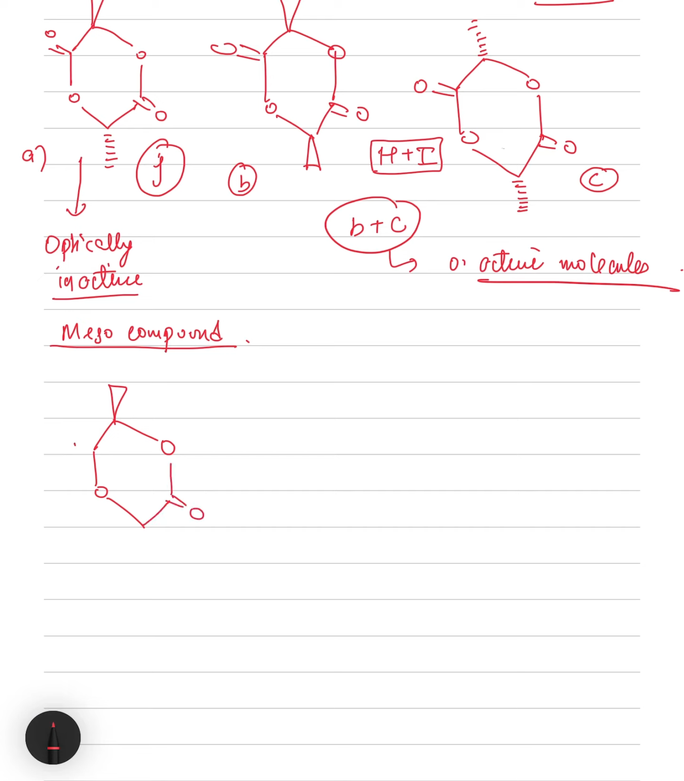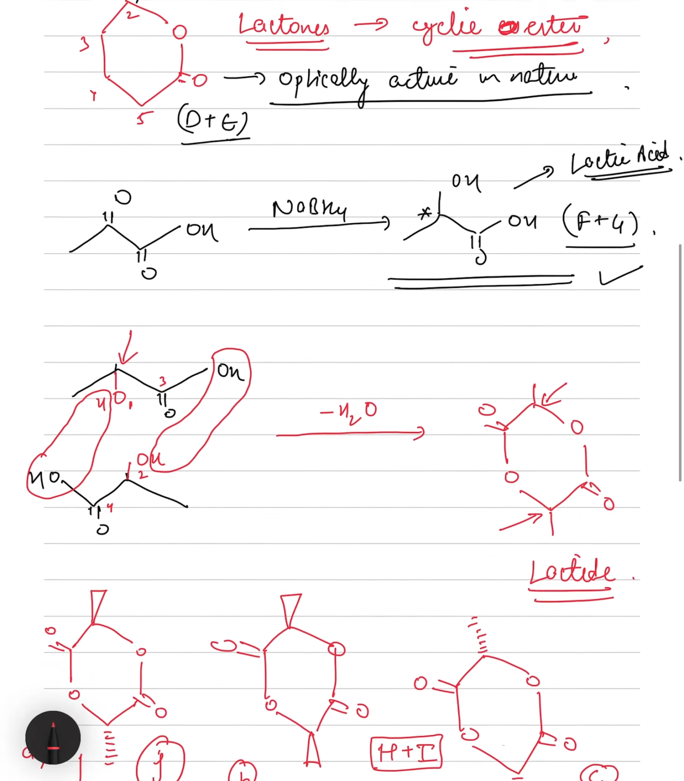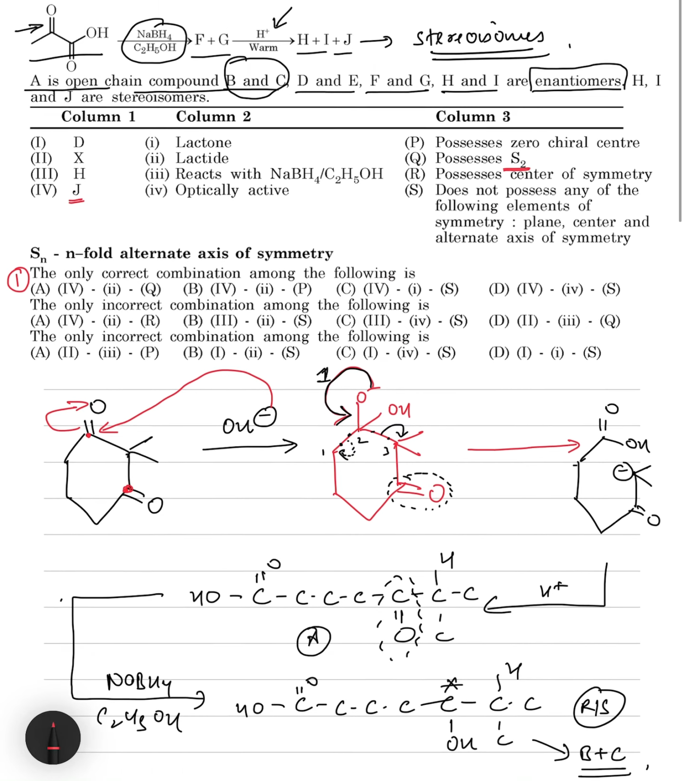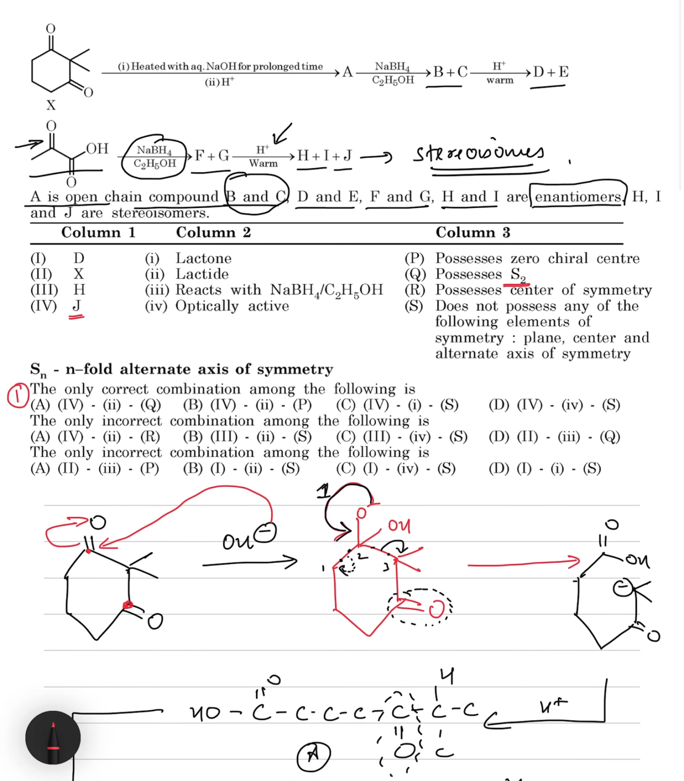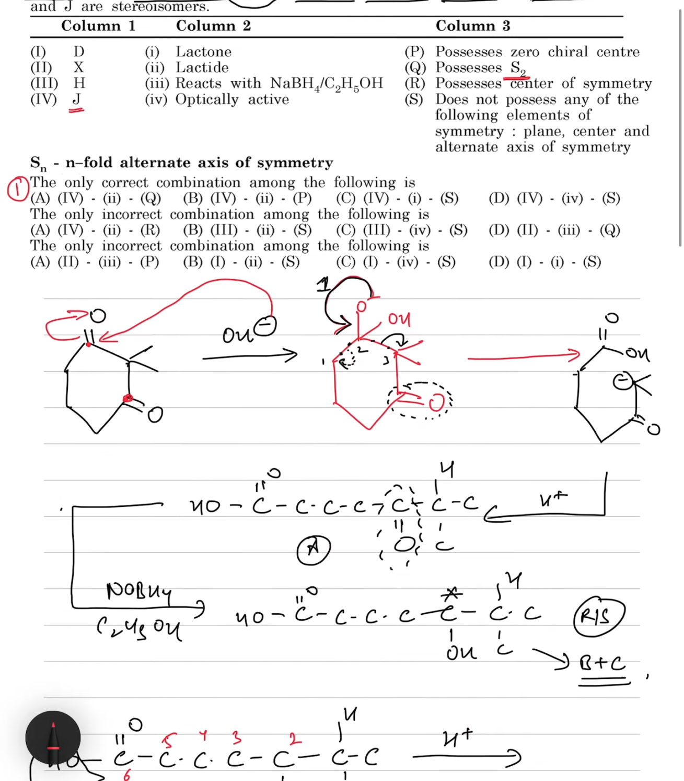Now this is our molecule, right? In the case of J, we have to try to find the alternate axis of symmetry and see whether it possesses any alternate axis or not. So what we'll do is, let me check whether we are doing the same reaction or not. We're talking about the fourth one. The fourth one is J, right? And J is right.